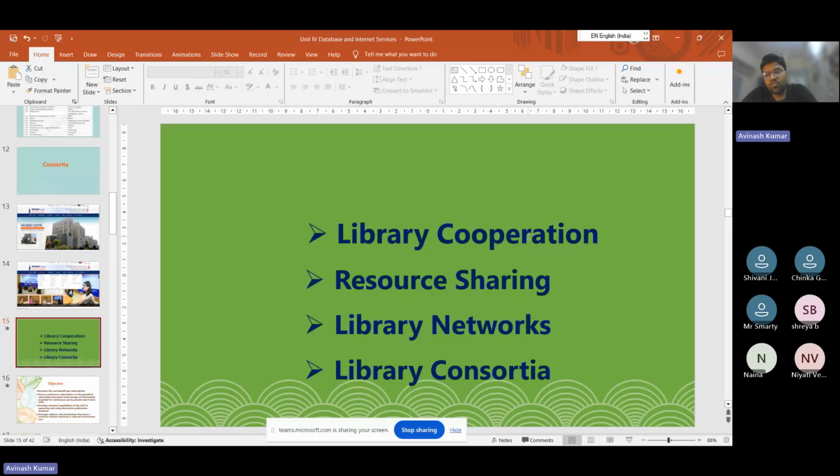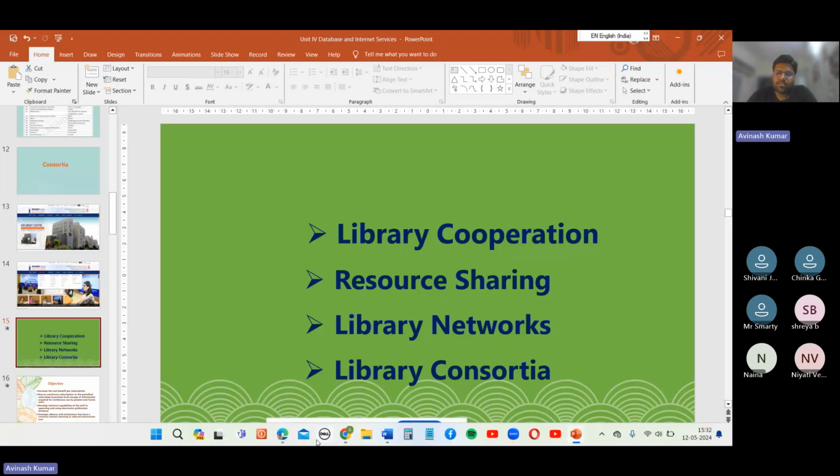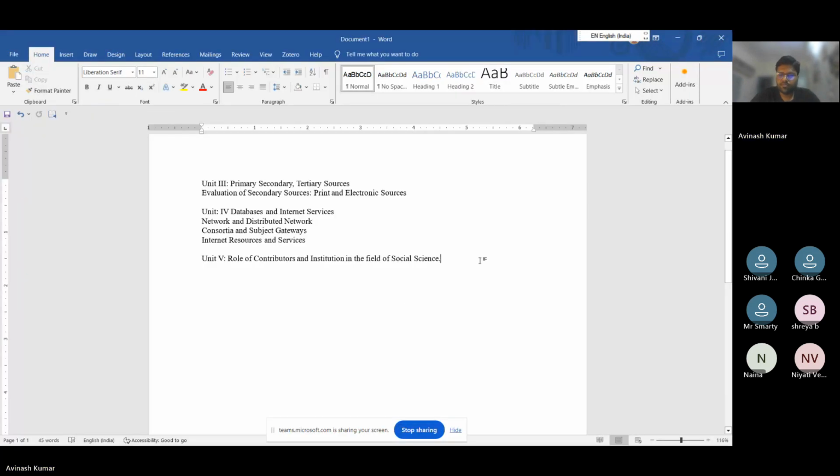After library cooperation, resource sharing comes. It means resource sharing came after the 1980s. You must have heard of ILL. I am writing it for you.